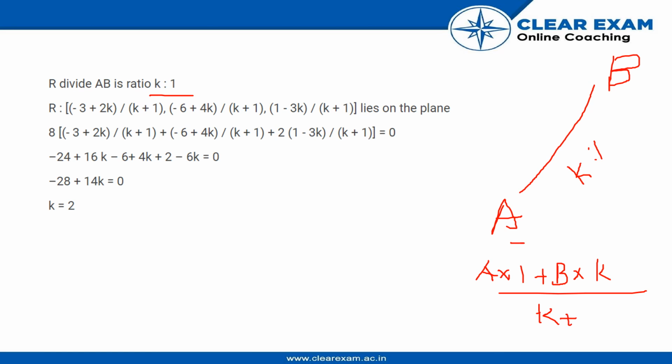This is how we write each point on A and B, and then we put that point in the equation of the plane. That point is the one that divides A and B from the plane in the ratio k : 1. So we put this combination here, and we get (-3 + 2k)/(k + 1), (-6 + 4k)/(k + 1), (1 - 3k)/(k + 1), and it lies on the plane. So we put these points in the equation of the plane: 8 times this plus 1 times this plus 2 times this equals 0, and once we simplify enough, we get the value of k to be equal to 2.